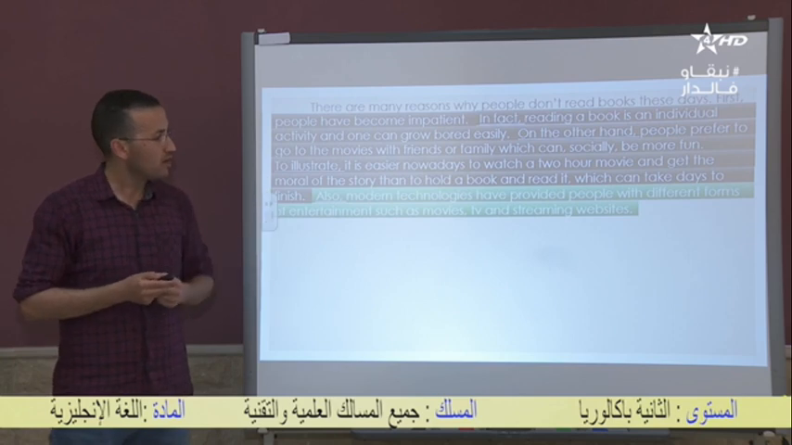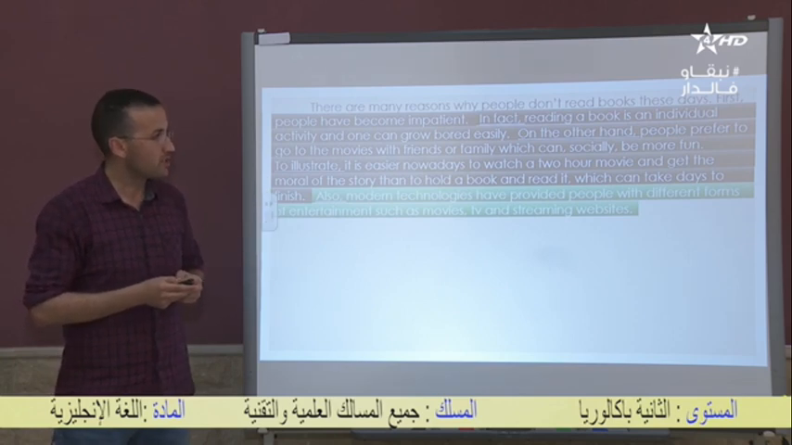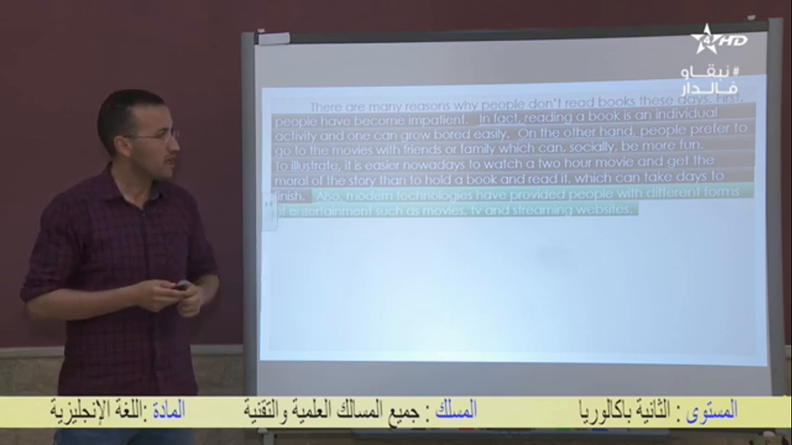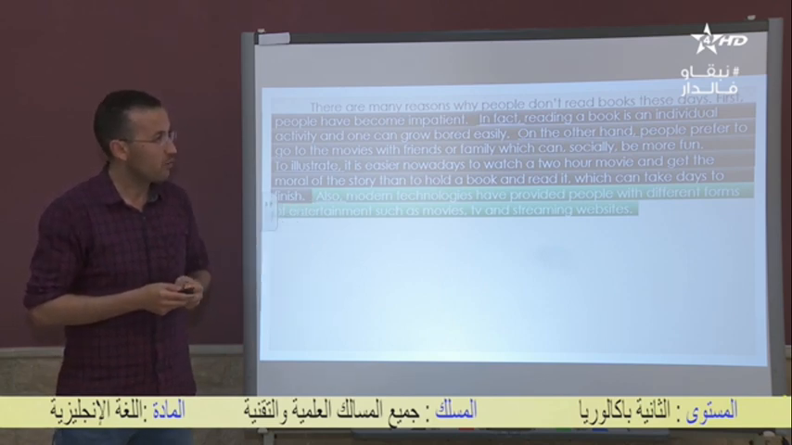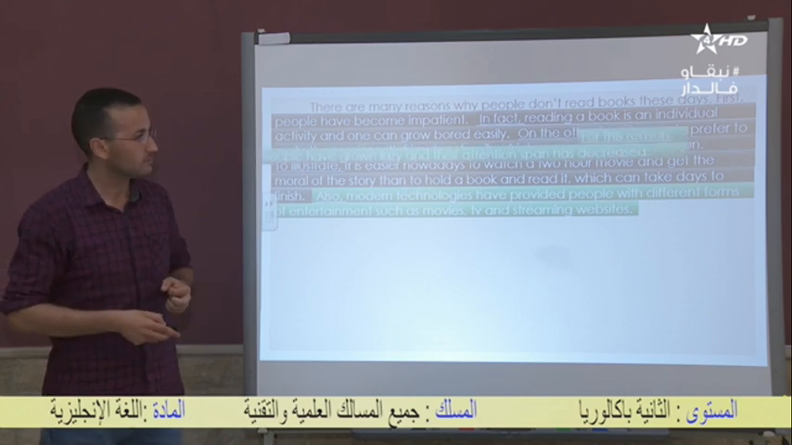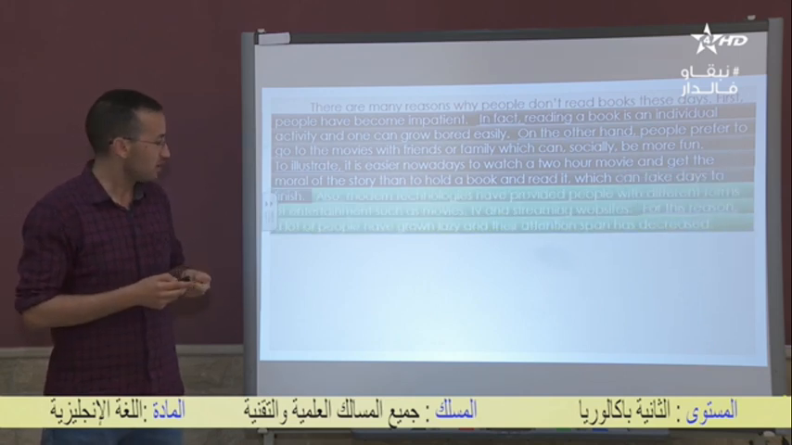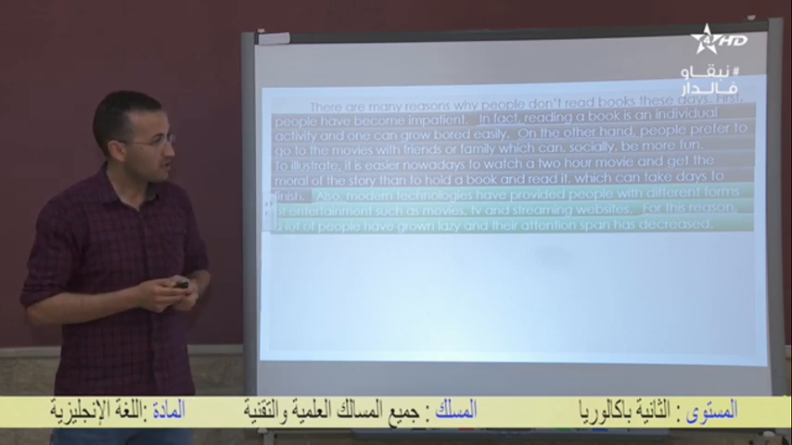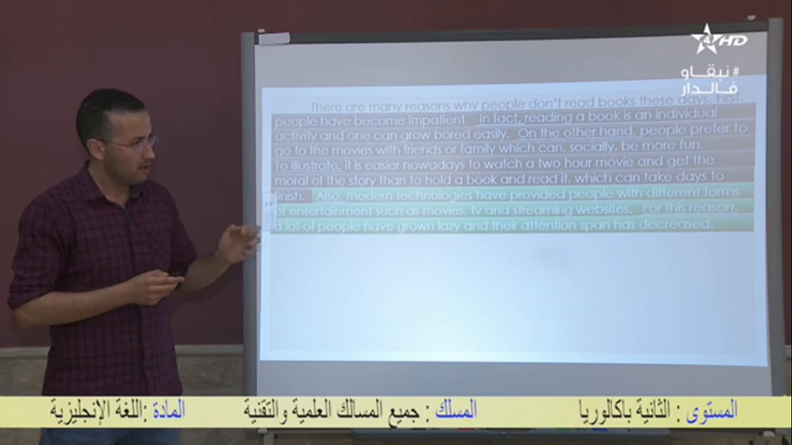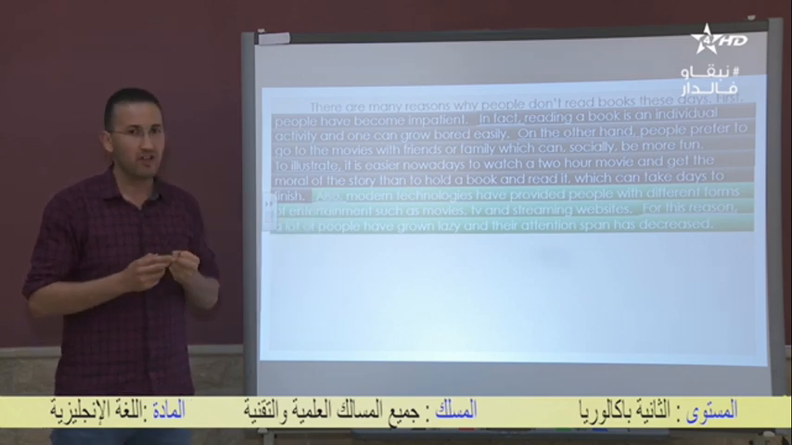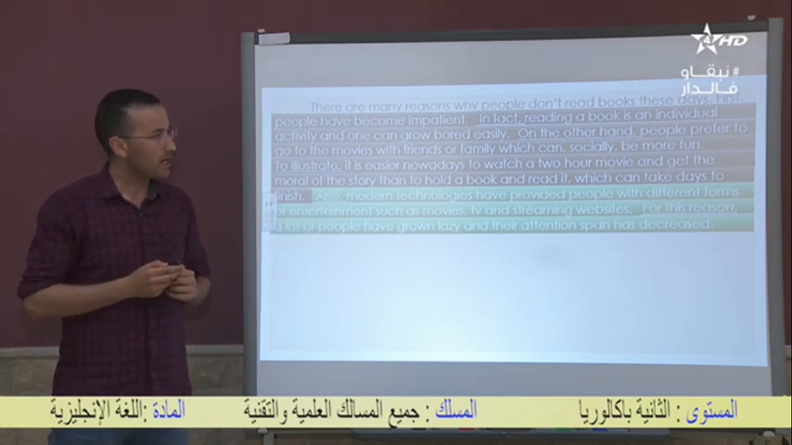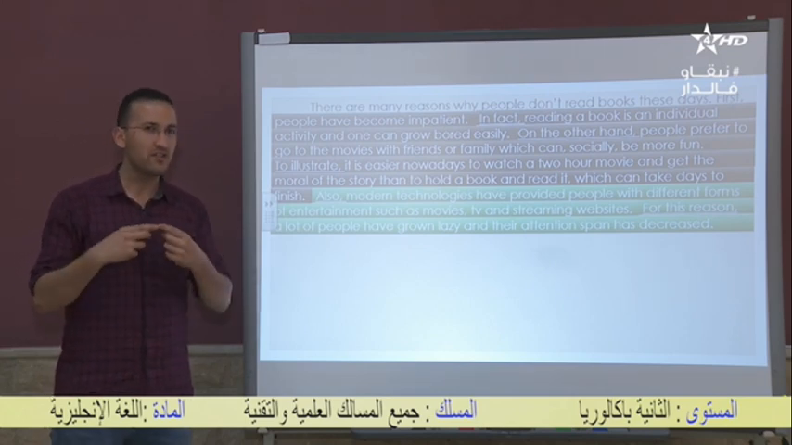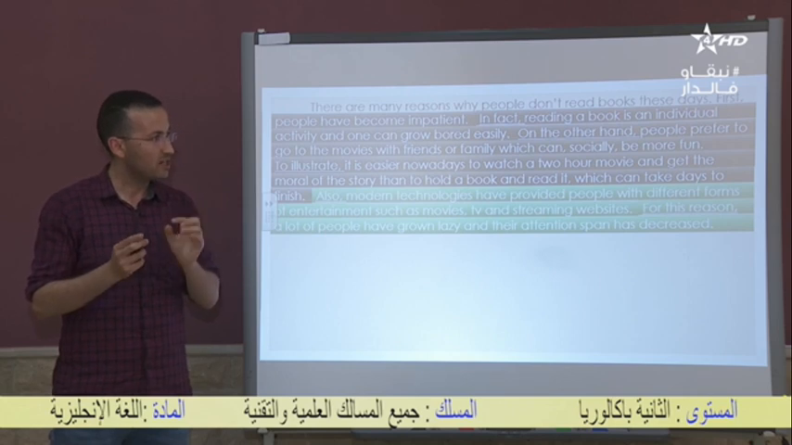Next, also, modern technologies have provided people with different forms of entertainment, such as movies, TV, and streaming websites. For this reason, a lot of people have grown lazy and their attention span has decreased. And what I mean here by attention span is that people cannot concentrate. Their concentration span is short.